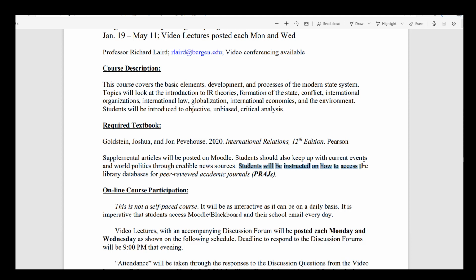Students will also be instructed on how to access the library databases, specifically for peer-reviewed academic journals. I've touched on those before. This is where the scientific studies get published. These are very important, at the heart of your paper assignment. I use that term so much in the class that I'll even use an acronym, PRAJ, just to save myself some time.